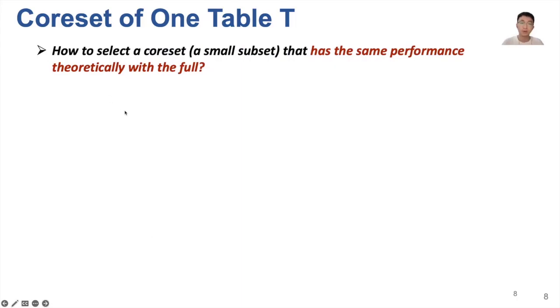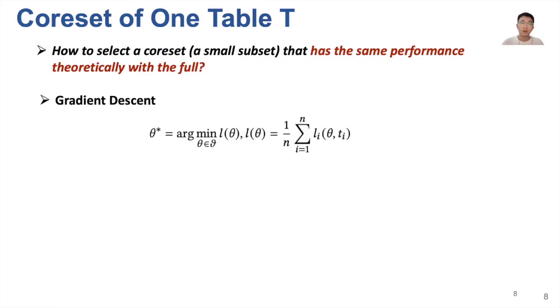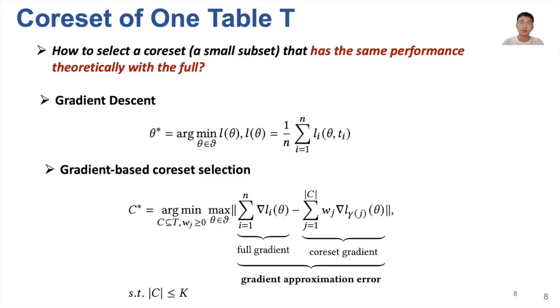To dive into this problem, let's first analyze how the coreset is selected for a single table. Most machine learning models use gradient descent to train, and we have to compute the sum of gradients over all training items. So the gradient-based coreset selection is to select a subset of the full set, such that the coreset gradient is as close as possible to the full gradient. That is, minimizing the gradient approximation error, since the coreset is a subset of the full set. How can we make the coreset gradient equal to the full gradient? The answer is that we assign a weight on each individual example.